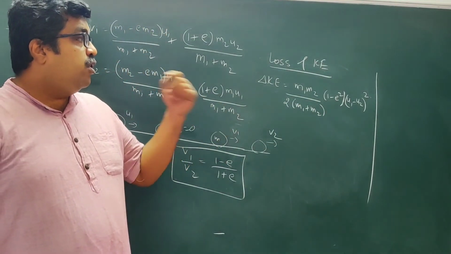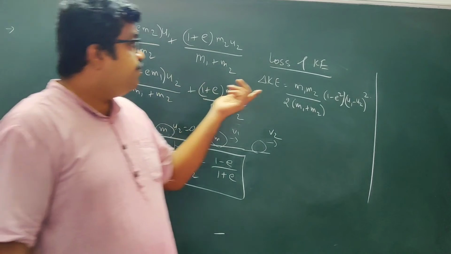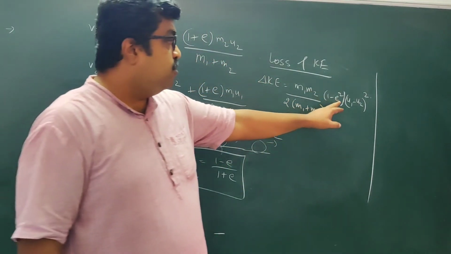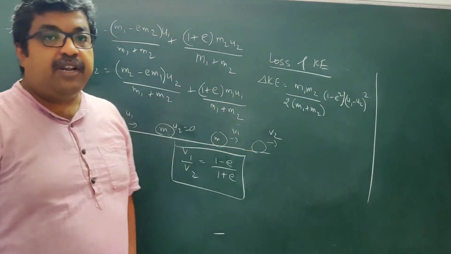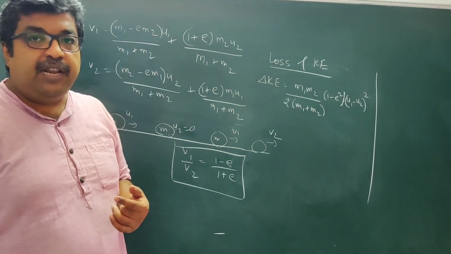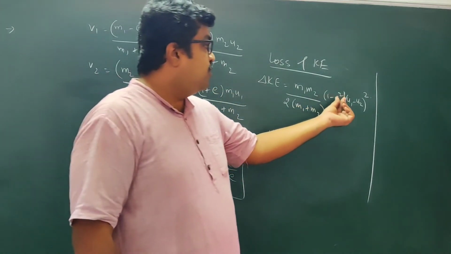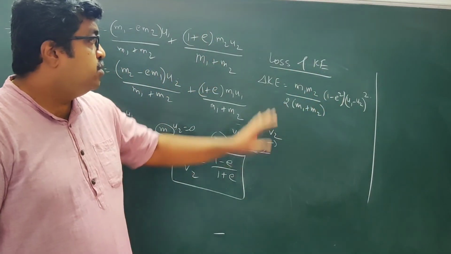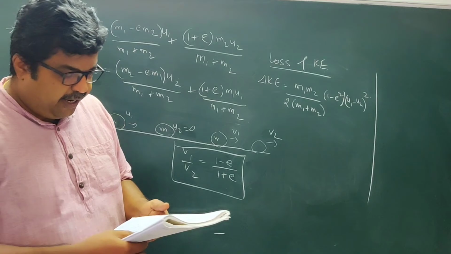Now for perfectly inelastic collision, this e value is equal to 0. So if you substitute e equal to 0, you will get the loss for perfectly inelastic collision. For perfectly elastic collision, e is equal to 1. So if you substitute e equal to 1, this quantity becomes equal to 0. So this is the expression for loss of kinetic energy.